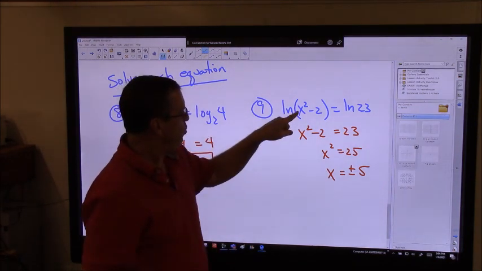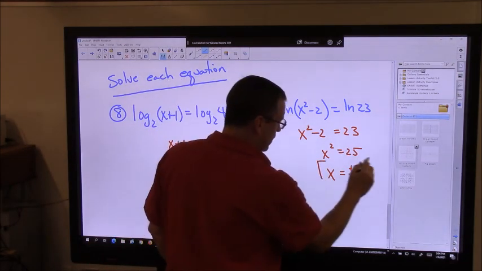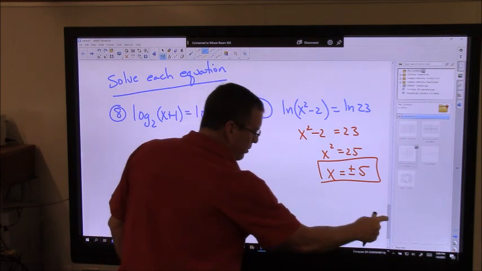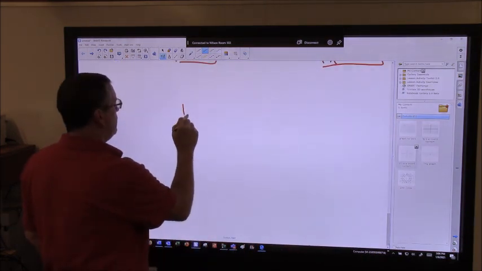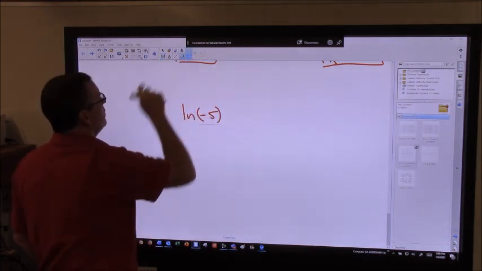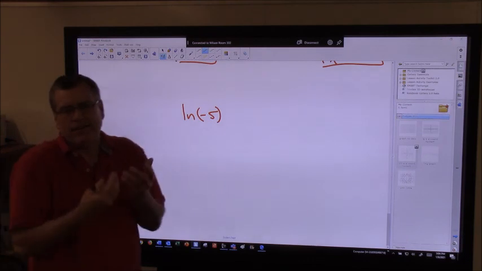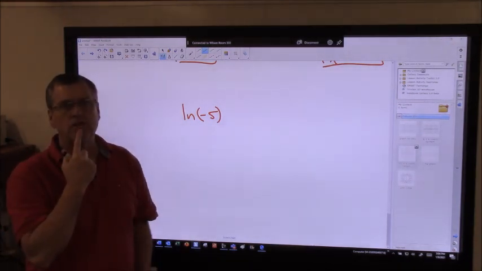But what if I wasn't squaring this? Okay, this is my correct answer. But we just have one thing we need to look at here that just kind of came up. What if I had to do the natural log of a negative number? Can you do that? We shouldn't even answer yes or no right now. We should wonder, oh, could you?